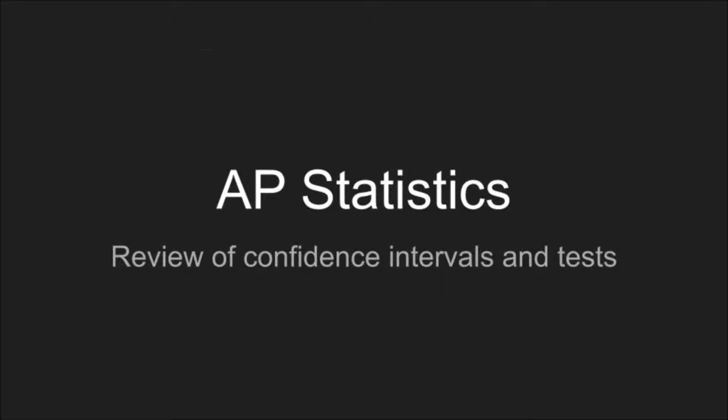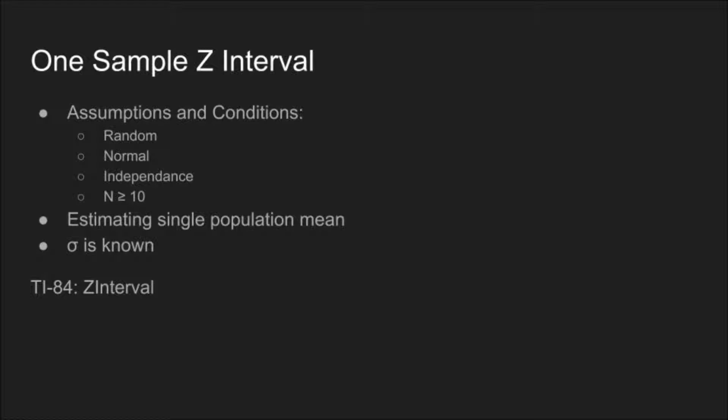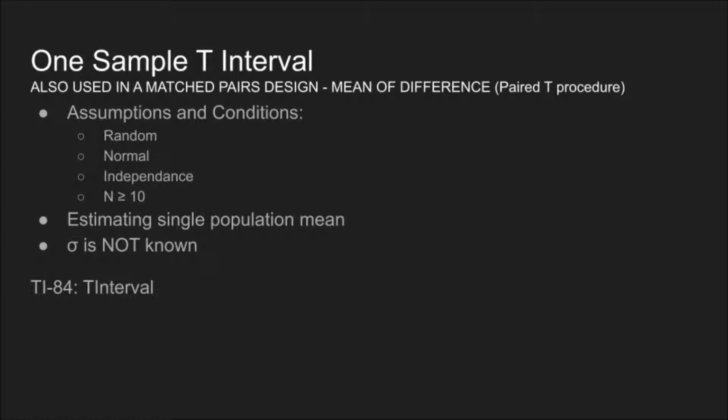and tests. First up is the one sample z interval, which estimates a single population mean and the standard deviation is known. Following that is the one sample t interval, which is also used in a matched pairs design, where it is also estimating a single population mean, but the standard deviation is not known.